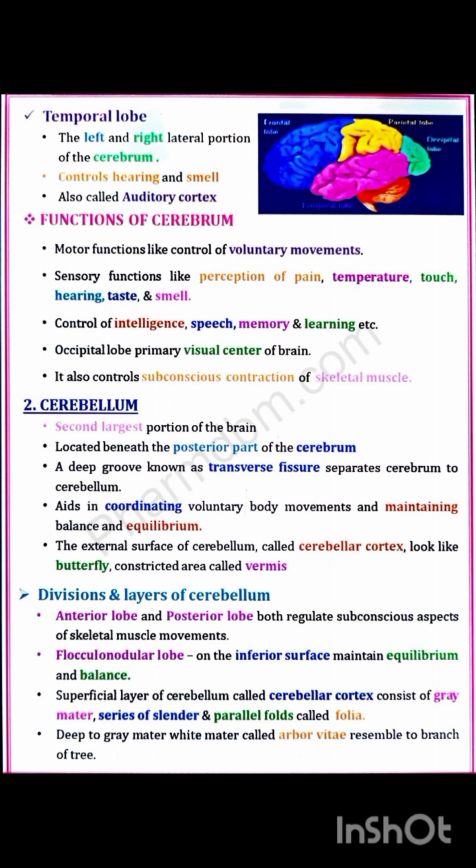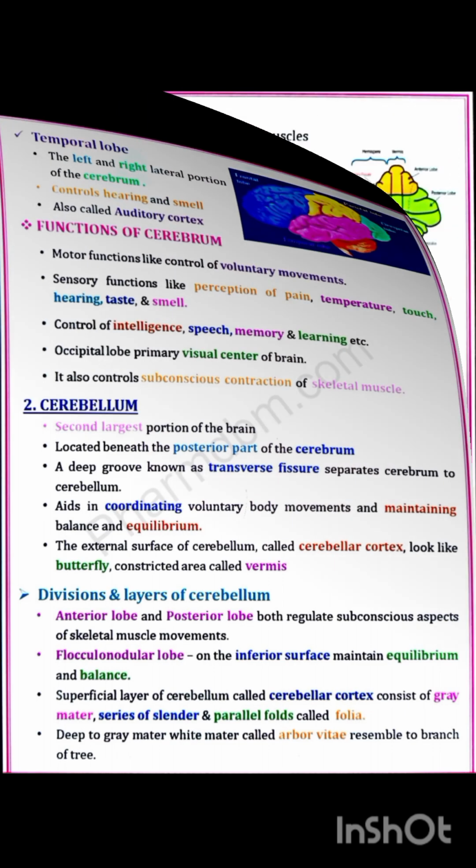and equilibrium. The external surface of the cerebellum is called the cerebellar cortex, which looks like a butterfly. Constricted area called vermis. Divisions and layers of the cerebellum: the anterior lobe and the posterior lobe both regulate the subconscious aspects of skeletal muscle movement. The flocculonodular lobe on the inferior surface maintains equilibrium and balance. The superficial layer of the cerebellum, called the cerebellar cortex, consists of grey matter, a series of slender and parallel folds called folia. Deep grey matter and white matter called arbor vitae resembles the branches of a tree.